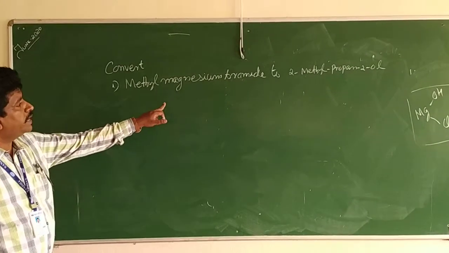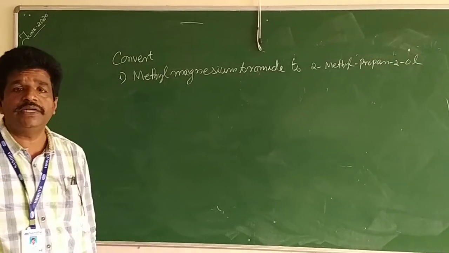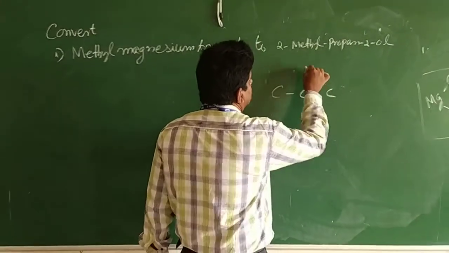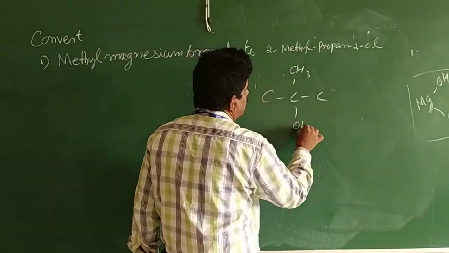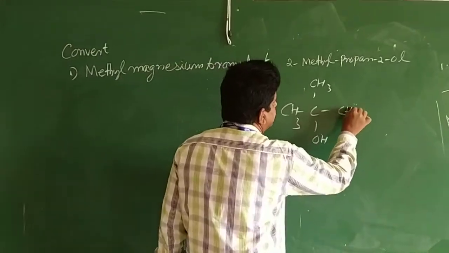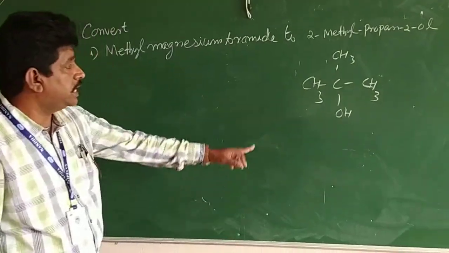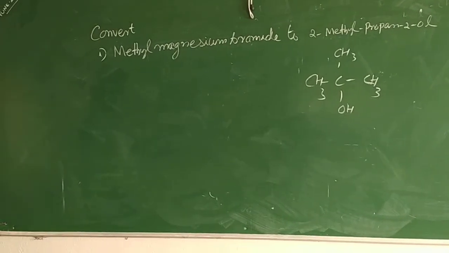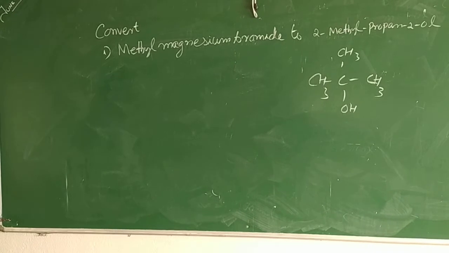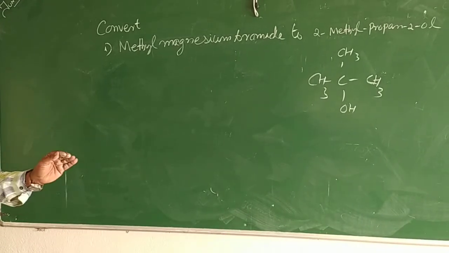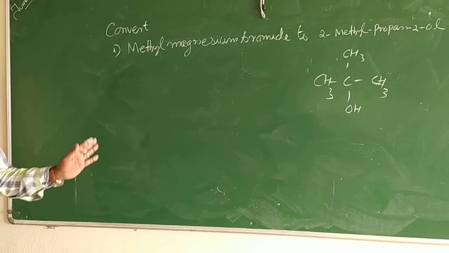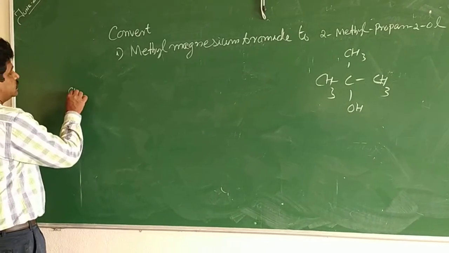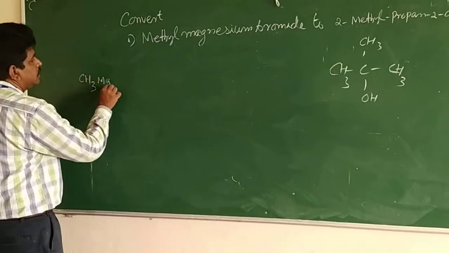Convert methyl magnesium bromide to 2-methyl propan-2-ol. 2-methyl propan-2-ol is a tertiary alcohol, and the starting compound is Grignard reagent. So Grignard reagent reacts with the ketone and forms an addition product. That addition product on hydrolysis gives tertiary alcohol. So first we will write the Grignard reagent: CH3MgBr.